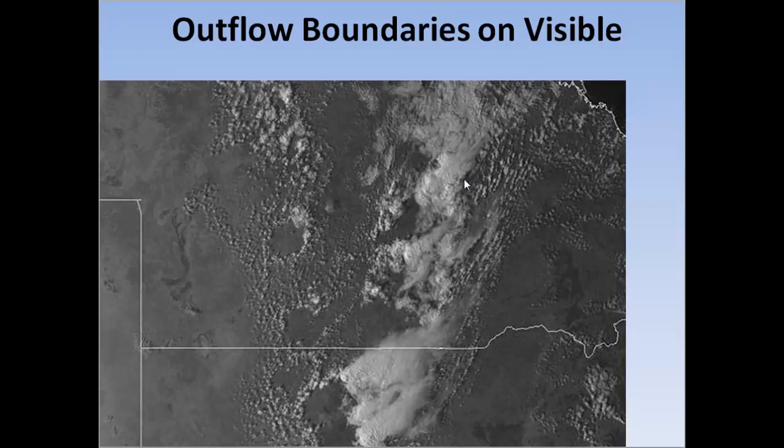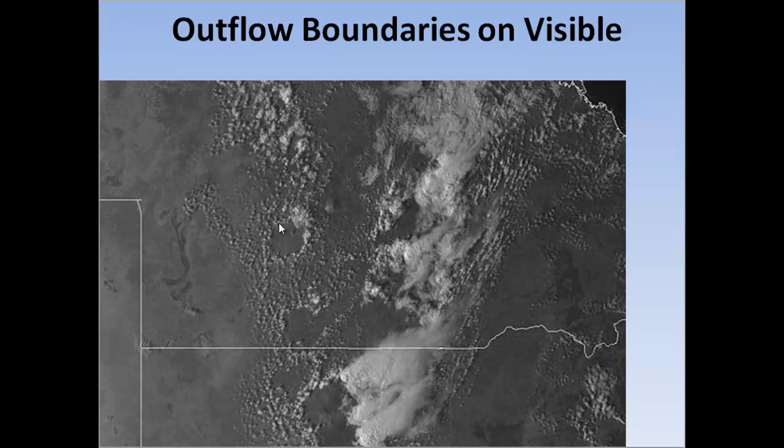A lot of times these outflow boundaries on satellite pictures are actually marked by a lack of clouds. Each one of these clear slots right in here is a place where a thunderstorm had formed and then dissipated down here as well. The thunderstorm blew up and produced the rain and cooler air, and then collapsed.